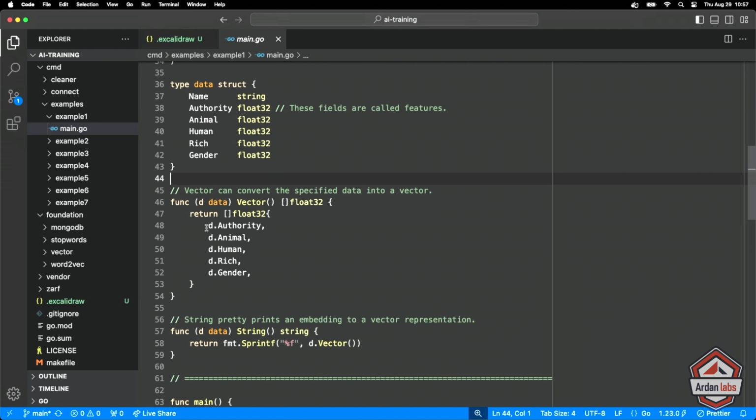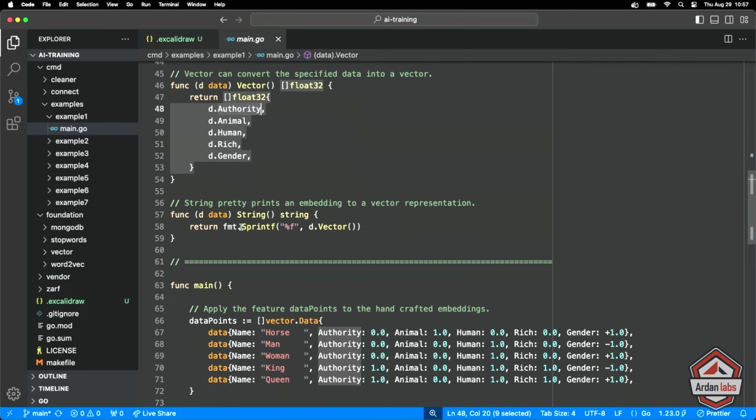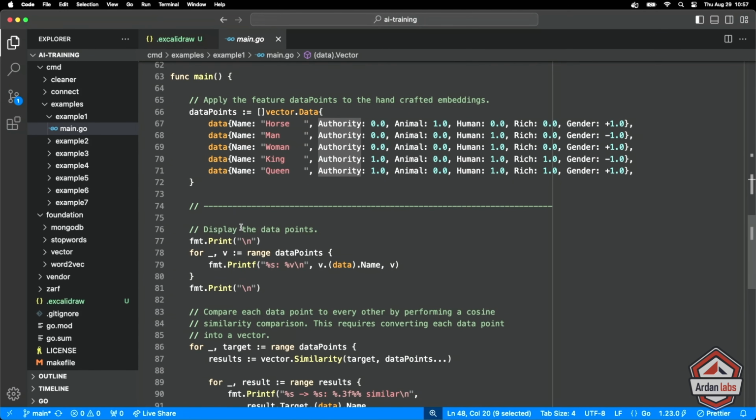And then based on that score, you would think that data points that had a similar authority, similar animal, human, similar rich, you could start to see how they could potentially plot closer to each other. Okay, so let's manually define some data.